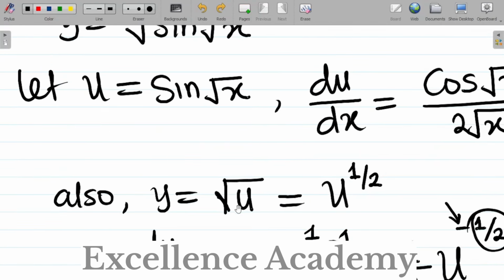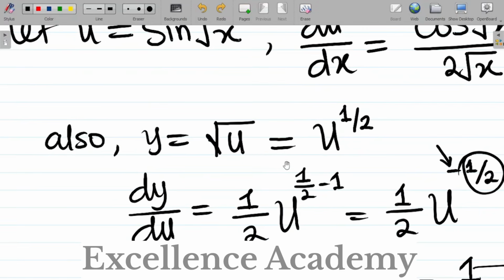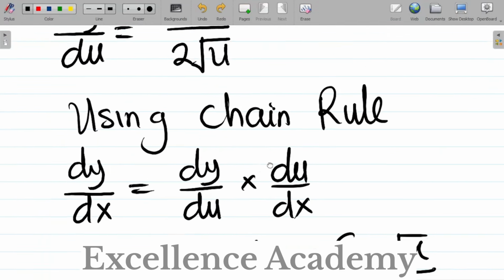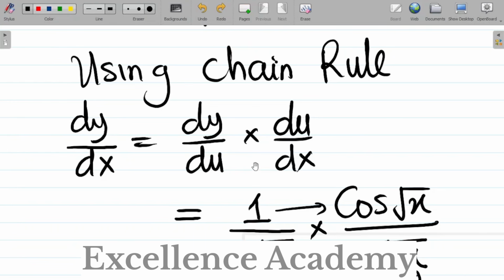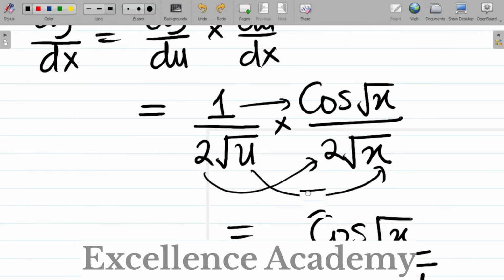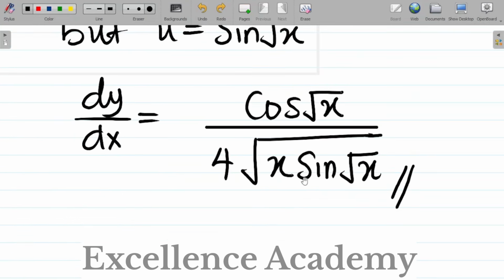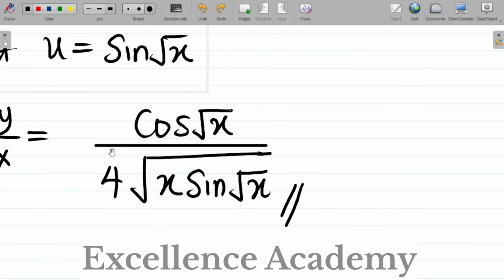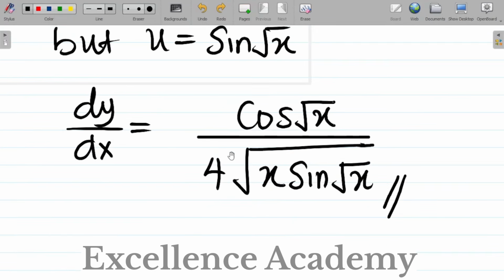y now becomes square root of u. Then you do this, get the dy du. Then using chain rule, you have that dy dx is dy du times du dx. So you solve this and then you simplify. You have your answer: cos root x all over 4 root x sine root x. So this becomes the answer to this question. So here's how we solve this question. Let's look at the next question.